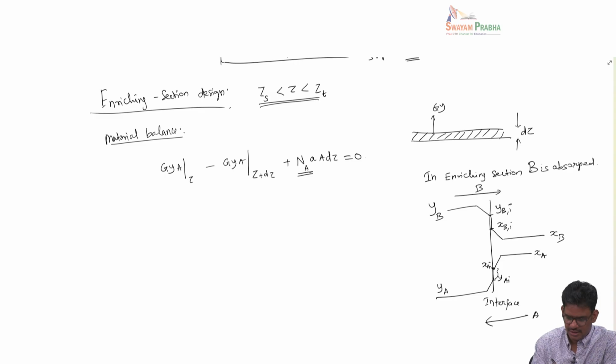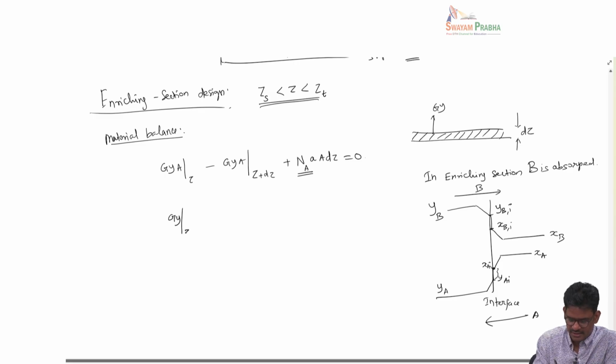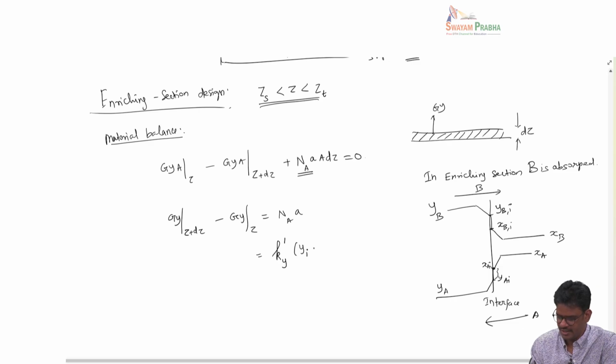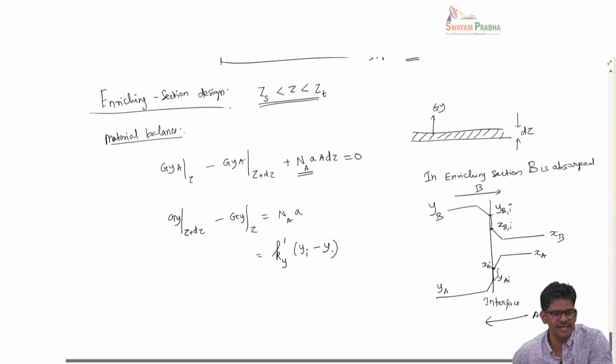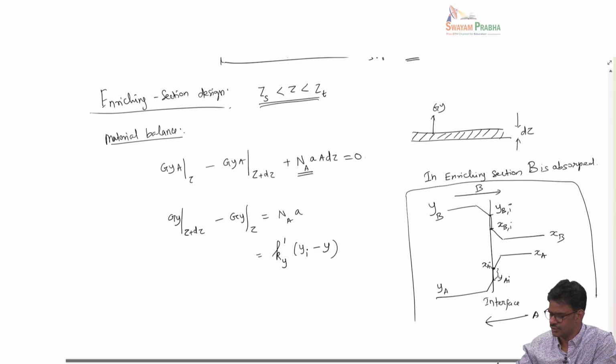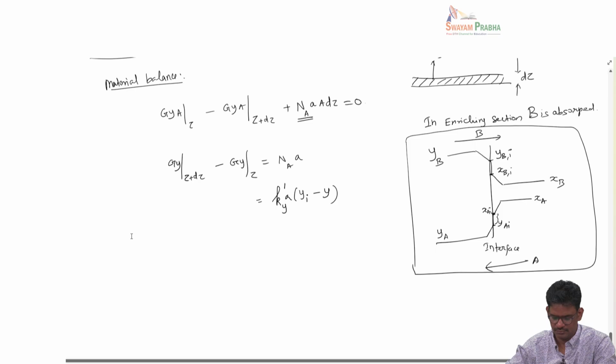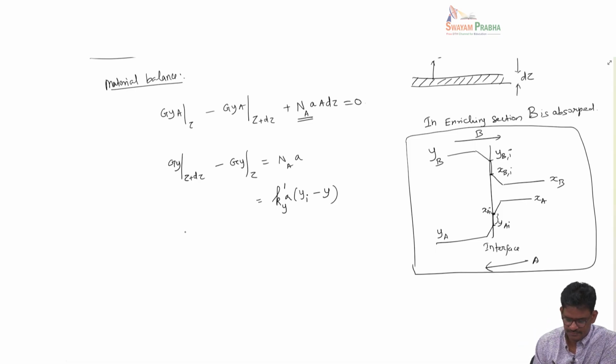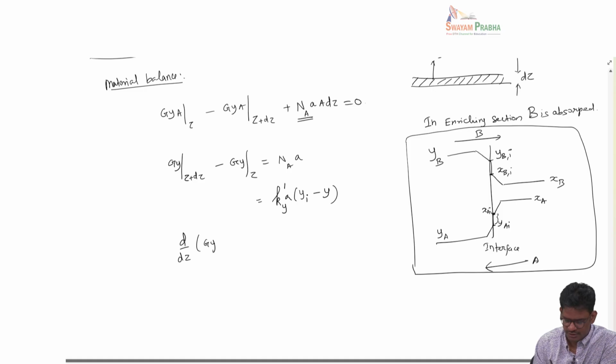So we will rewrite this. So GY at Z plus dz. Here we write NA is equal to KY prime (YI minus Y). Here I am dropping the suffix A because we know that this is with respect to species A, and earlier we used suffixes A and B because we wanted to distinguish between those two. And then from here you can show that d by dz of GY is equal to KY prime.